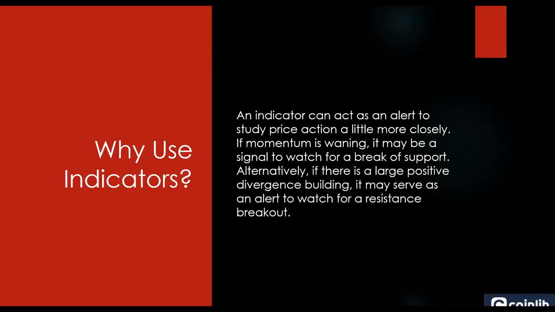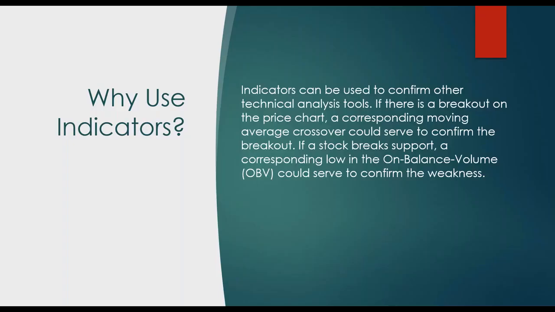So an indicator can act as an alert to study price action a little more closely. If momentum is waning, it may be a signal to watch for a break of support. Alternatively, if there's a large positive divergence building, it may serve as an alert to watch for a resistance breakout. But what do we use? Resistance and support. Very important. They come back to trend line, support, and resistance from volume. Give you really everything you need.